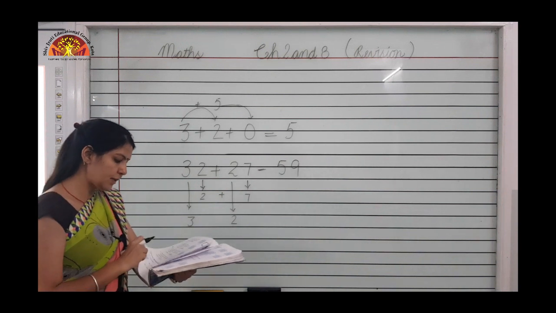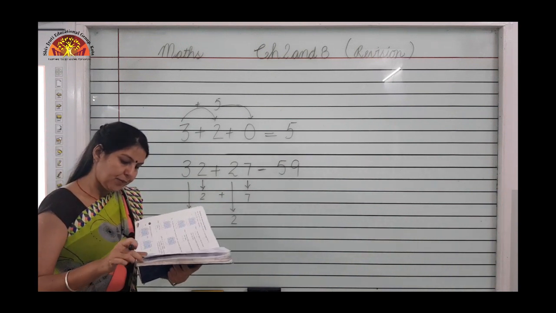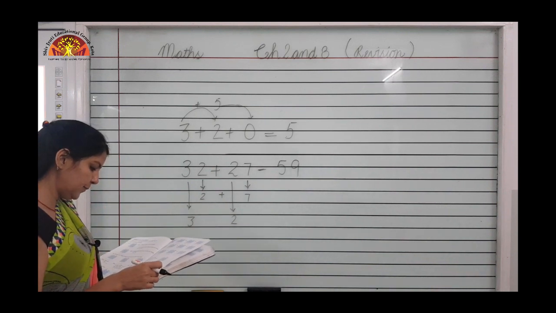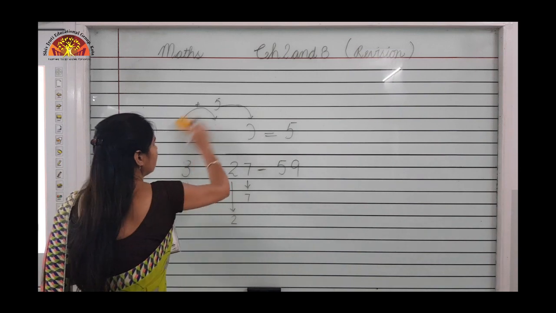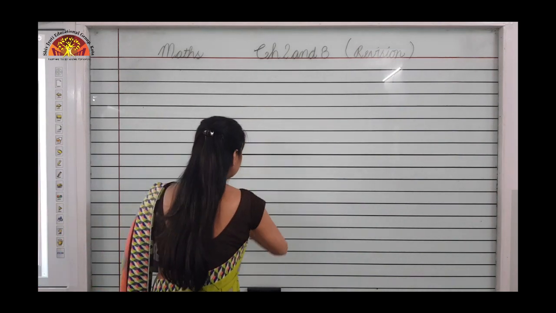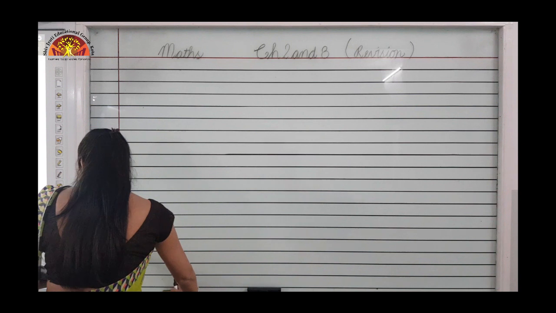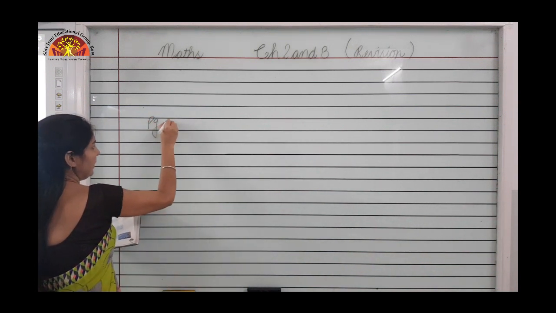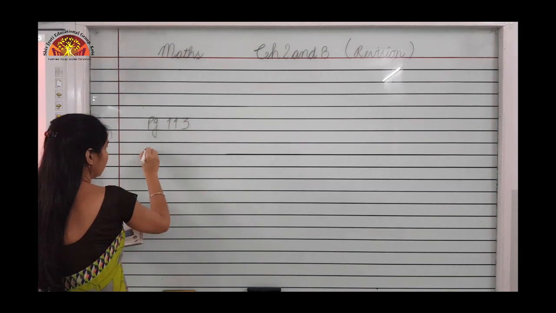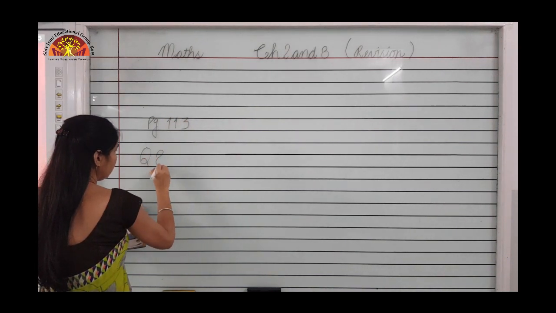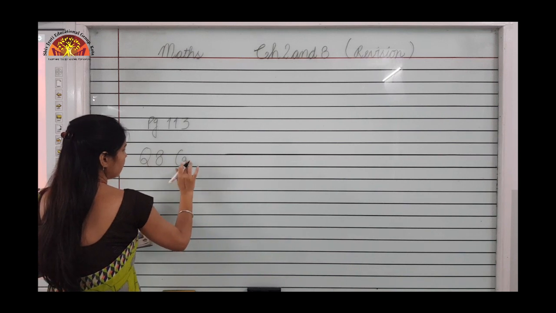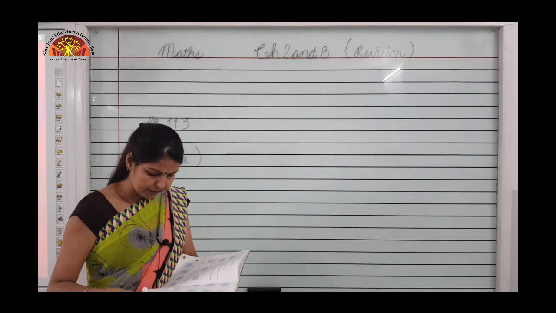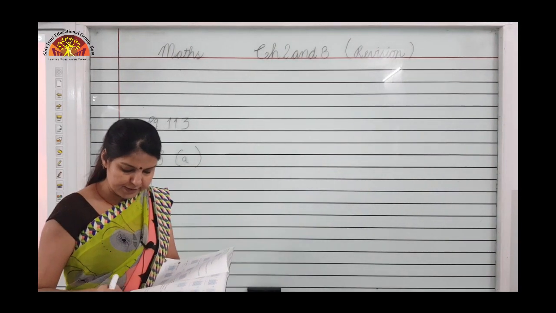Now let's see one more example of a word problem. Word problems are given on page number 113. We will see question number 8, A part of this. Page 113, question number 8, A part of this. Now I am reading the question. Listen to me carefully everyone.